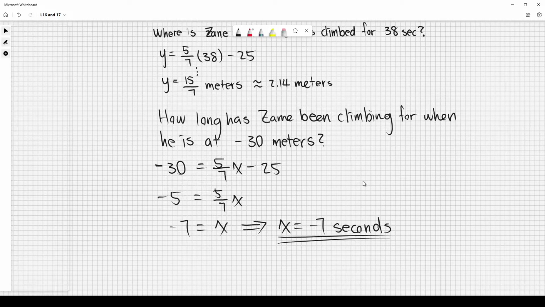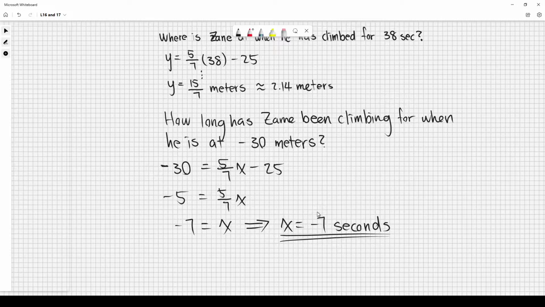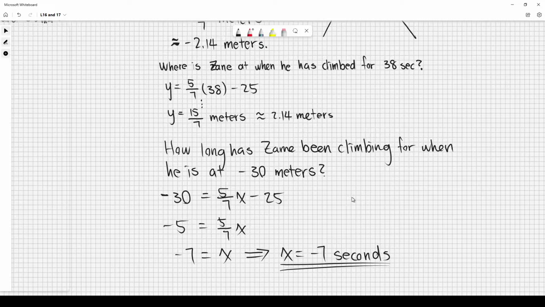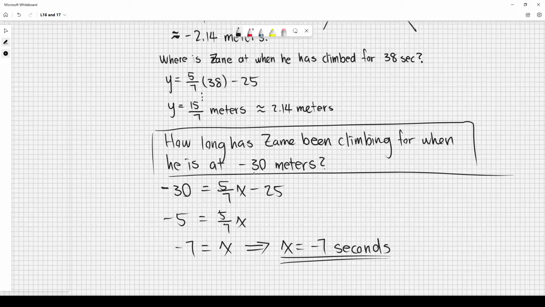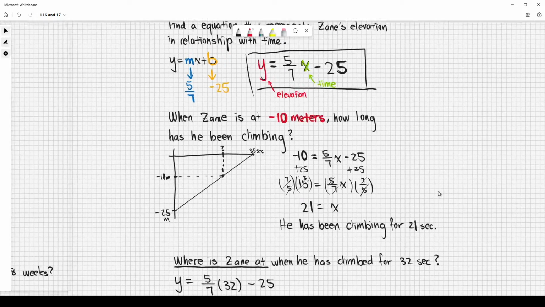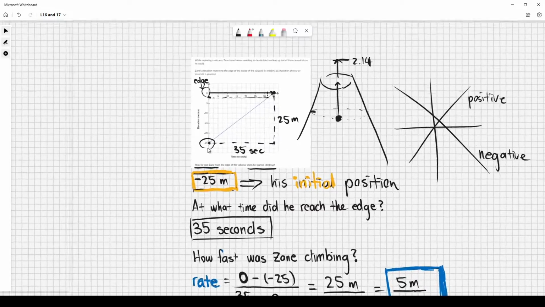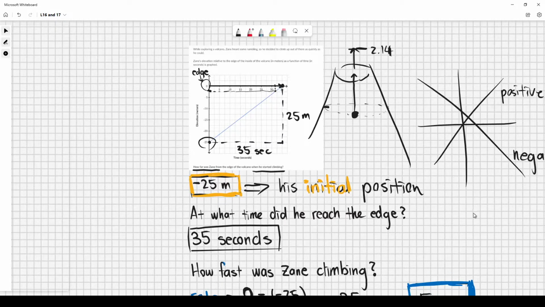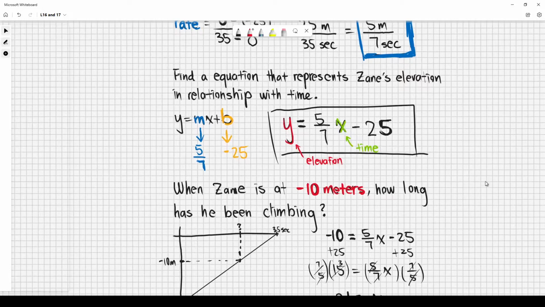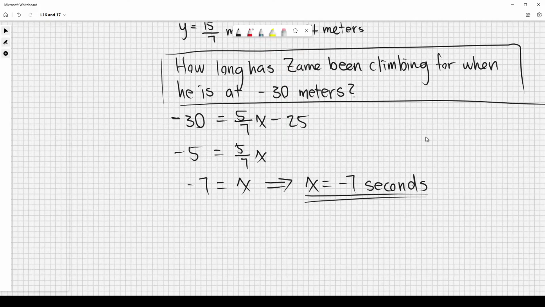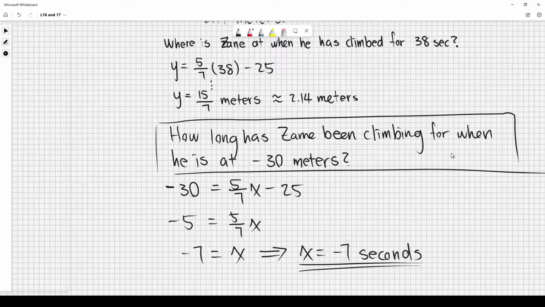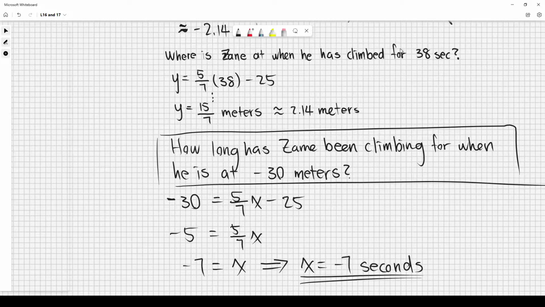Essentially what I'm saying is that it's not possible to have negative 7 seconds. Time, as I said before, must be positive. So if you're asked where he is at negative 30 meters, well, in the original question, at minimum he was at negative 25 meters. So it's impossible to have him at negative 30 meters. So this question in itself is wrong. These two questions in themselves are wrong.